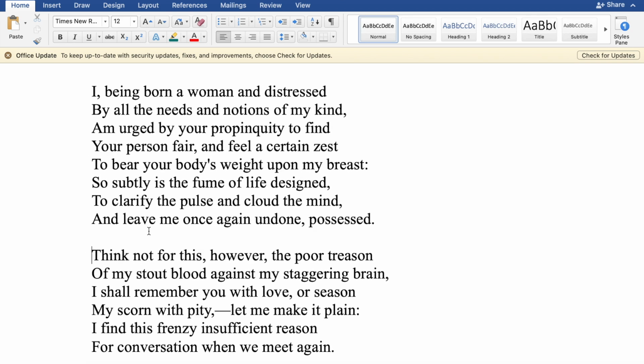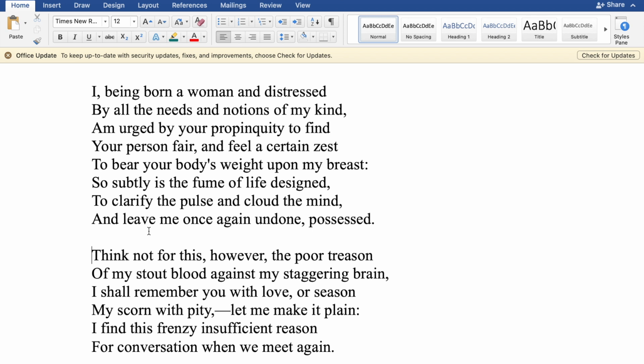But let me just start by reading the sonnet out loud. I, being born a woman and distressed by all the needs and notions of my kind, am urged by your propinquity to find your person fair, and feel a certain zest to bear your body's weight upon my breast. So subtly is the fume of life designed to clarify the pulse and cloud the mind, and leave me once again undone, possessed. Think not for this, however, the poor treason of my stout blood against my staggering brain. I shall remember you with love, or season my scorn with pity. Let me make it plain. I find this frenzy insufficient reason for conversation when we meet again.